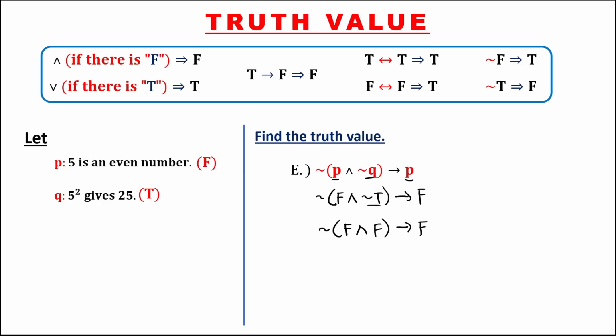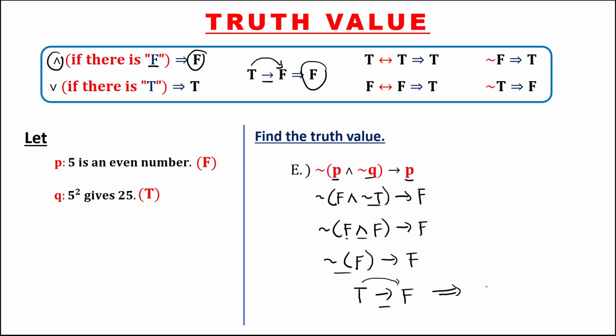Then we need to simplify first inside the parentheses. So for this conjunction, if there is a false, the truth value is false. Since there is a false, therefore the truth value is false, then implies false. Then for this not false, this one is true, implies false. So for arrow, again, if true implies false, the truth value is false. So for this, true implies false. Therefore, the truth value for this compound statement is false.